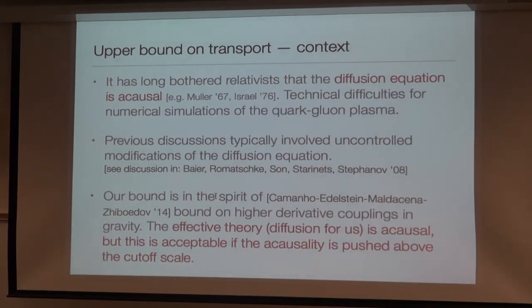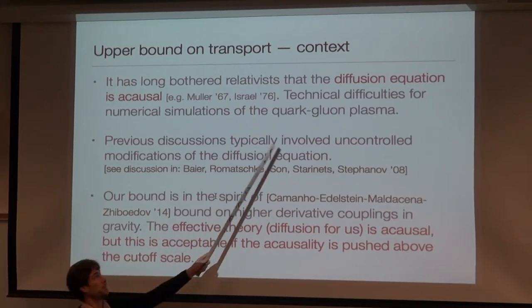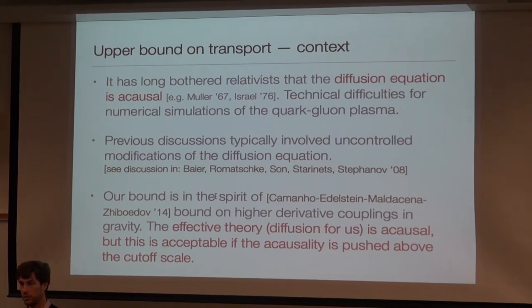So let's take a step back, but we're still going to talk about diffusion. There's been a certain class of people who have been unhappy with diffusion for a long time, and those are relativists. They didn't like diffusion because diffusion is acausal. If you solve the diffusion equation, signals propagate instantaneously. It's clearly supposed to be a limit, but this actually led to technical difficulties in simulating numerically the quark gluon plasma, which is a finite temperature relativistic system. So it has a light cone. You can't go faster than light, but nonetheless the quark gluon plasma has diffusion in it.